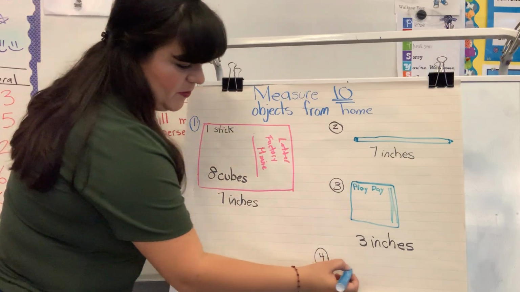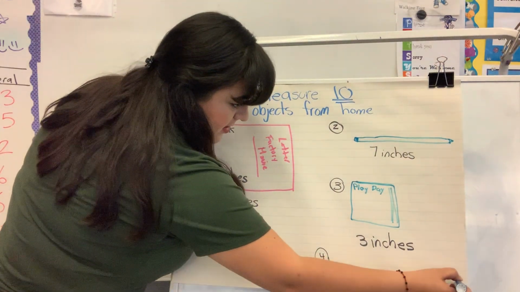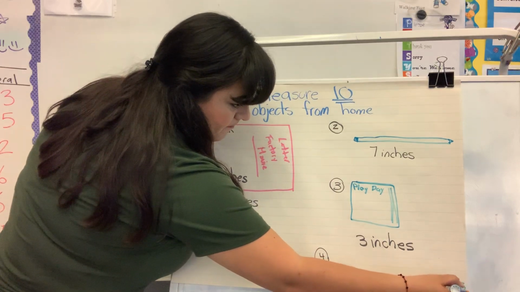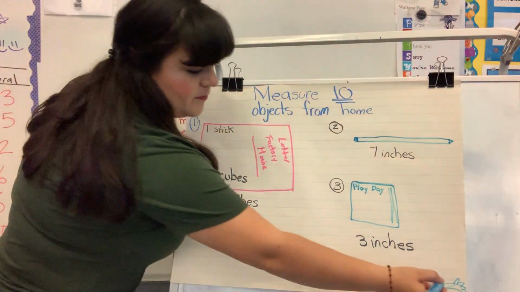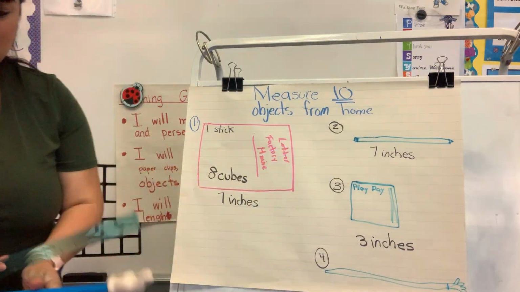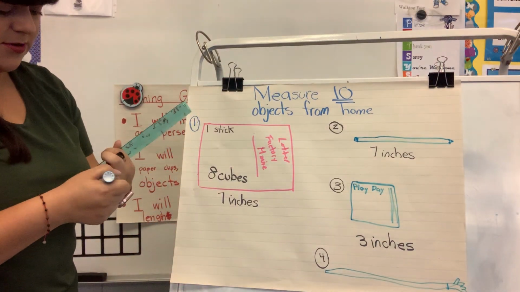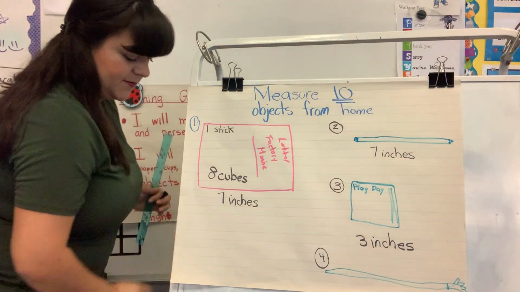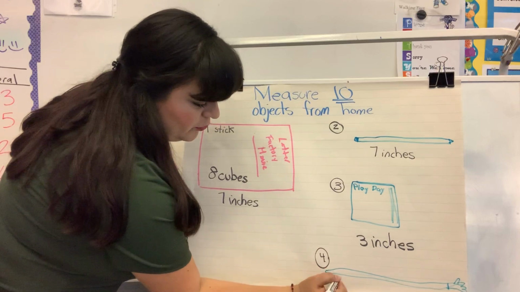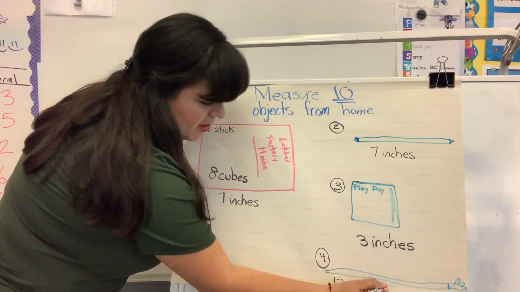I'll draw the big pointer. It has a little hand. See, here's my little pointer. And my pointer measures 12 inches.